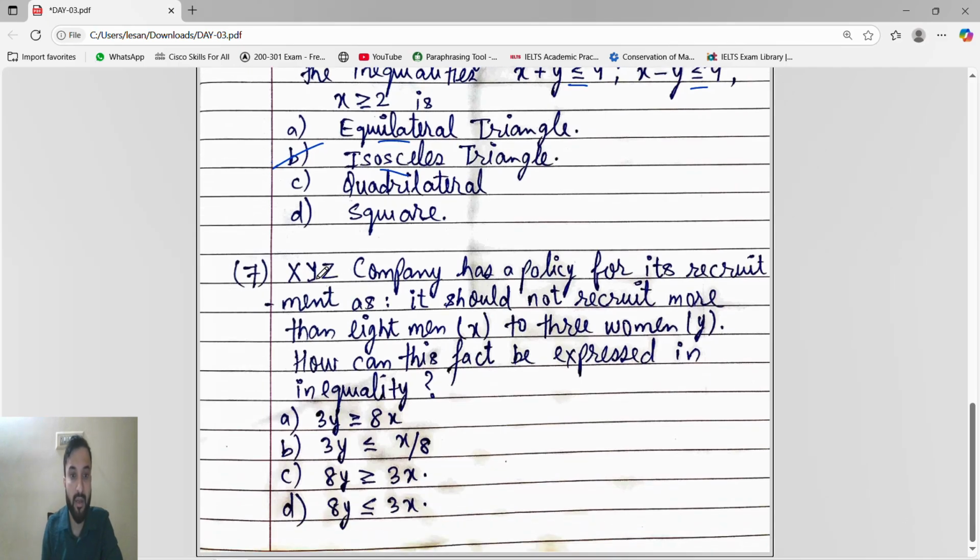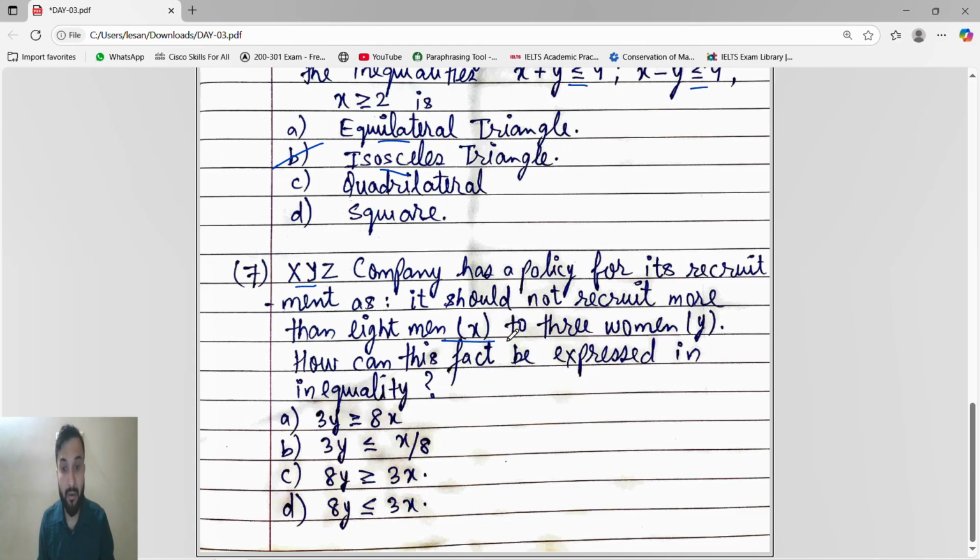Next, last one. XYZ company has a policy for its recruitment. Very important, understand guys, this is very important. Pay full attention. It should not recruit more than 8 men to 3 women.